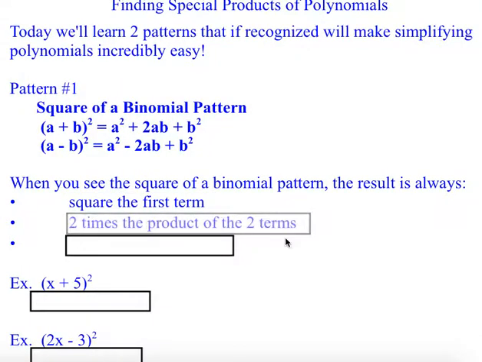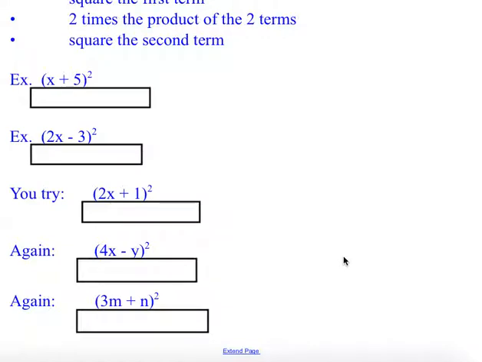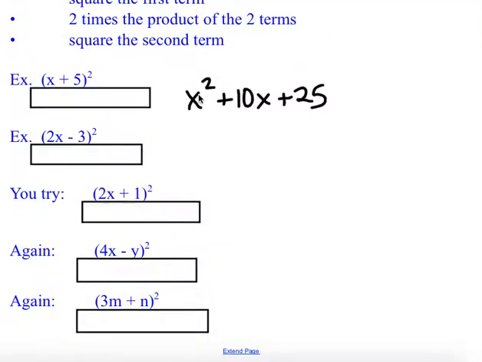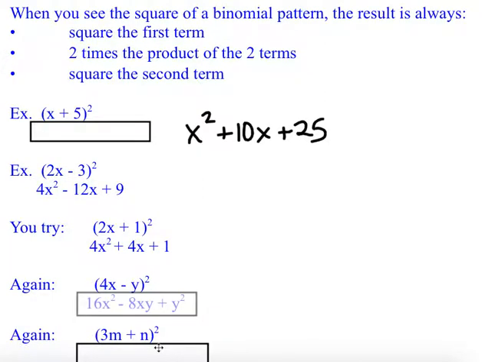We're going to square the first, 2 times the product of the two terms, and the square of the second term. So when we do some of these examples, for this one, (x + 5) squared, we're going to square the first term, so x squared. 2 times the product of the two terms, so the product of the two is 5x, times 2 is plus 10x, and then square the second term, so plus 25. So you can try all of these, and then I'll show you the answers, but just remember, follow these instructions here, and you will get these answers for each of them.